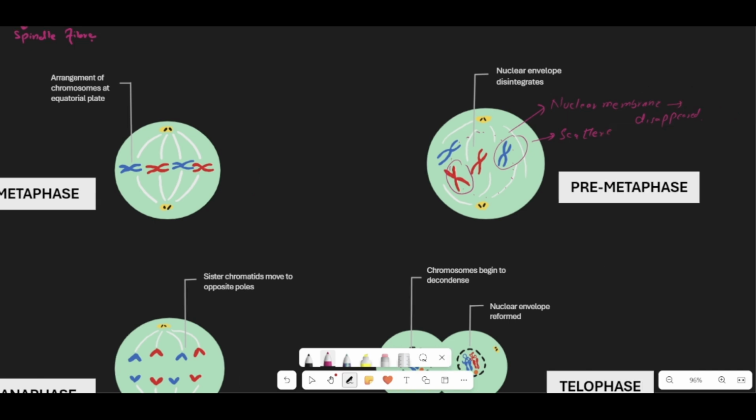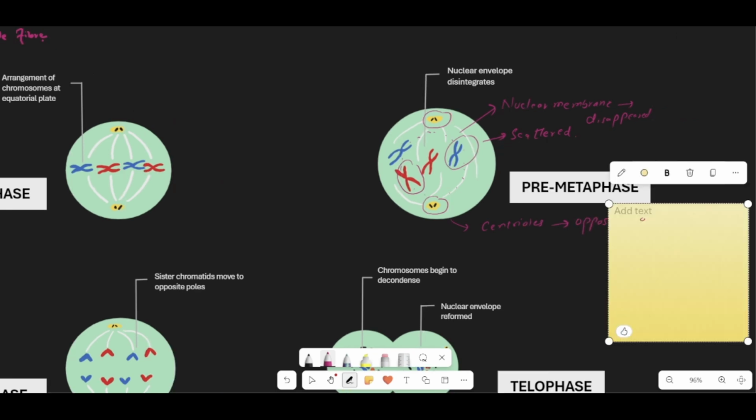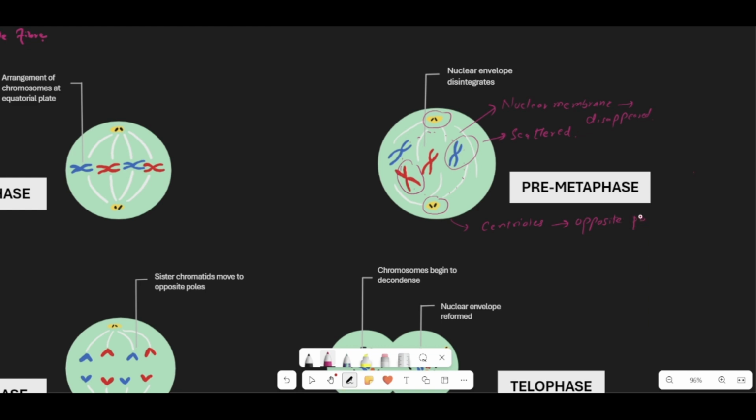Also, you can say that the centrioles, which were moving towards the opposite poles in the prephase, have now reached the opposite poles. Now they are preparing the spindle fibers properly. Spindle fibers, you can see, are the long thread-like structures in white color, which have been originating from these centrioles. So here ends the pre-metaphase stage.